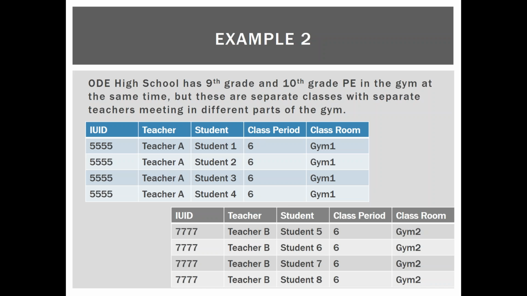Now, the IUID for the second course is 7777. Let's say this is 10th grade. We have the teachers, students. It's still during 6th period, but we're listing the classroom as gym 2. Now, because we have gym 1 and gym 2 here, that's going to show up on our end as 2 separate classes. If you had just listed gym for both of these, then we would show that these are both one class with 8 students in one class, which is probably not what you intended and can lead to some pretty high average class sizes. So make sure that these classrooms are different if indeed they are different classes.